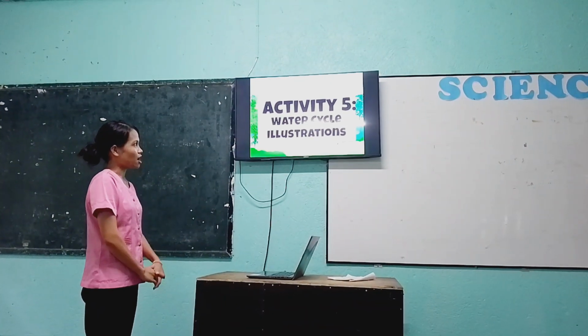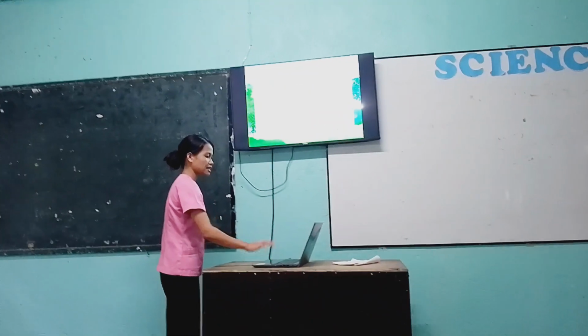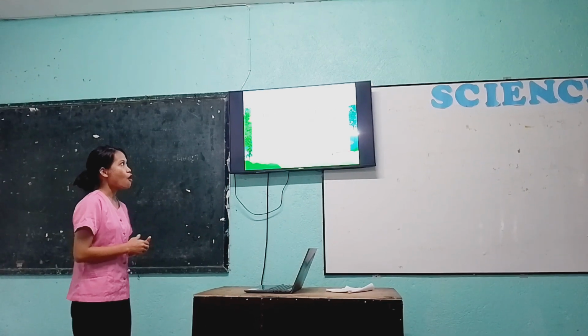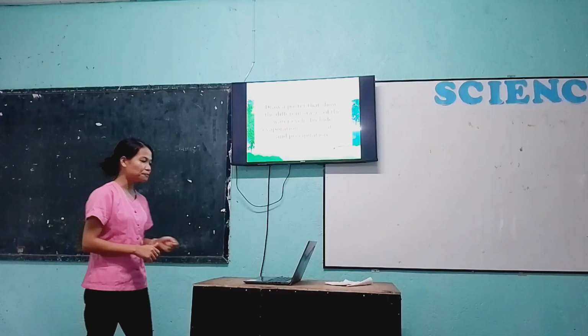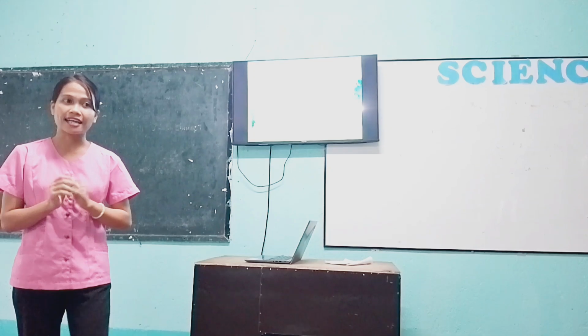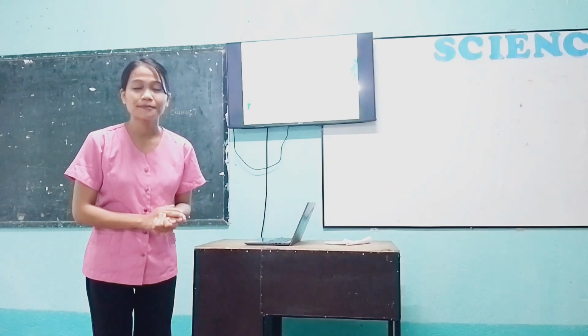Our activity is all about water cycle illustrations. Now, here is the direction. Draw a poster that shows the different stages of the water cycle, including evaporation, condensation, and precipitation. You can use Canva to design your poster. And class, I just want to remind you that you need to be creative with your work. And I will pick one representative to present his or her work. Okay. Do you understand, class?